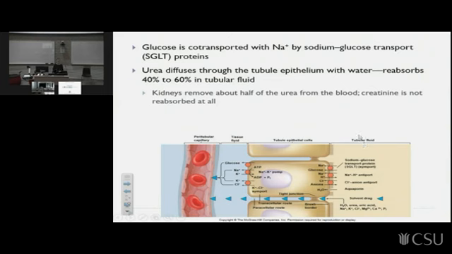So there's still a lot of water reabsorption to take place, where the water will transport these other ions outside the cell and back into the peritubular capillary, where it will then have its influence on blood volume and other factors associated with blood flow. Kidneys remove about half the urea from the blood, and creatinine is not reabsorbed at all. Instead, when creatinine gets into the tubular fluid, it stays there and is excreted via the urine.